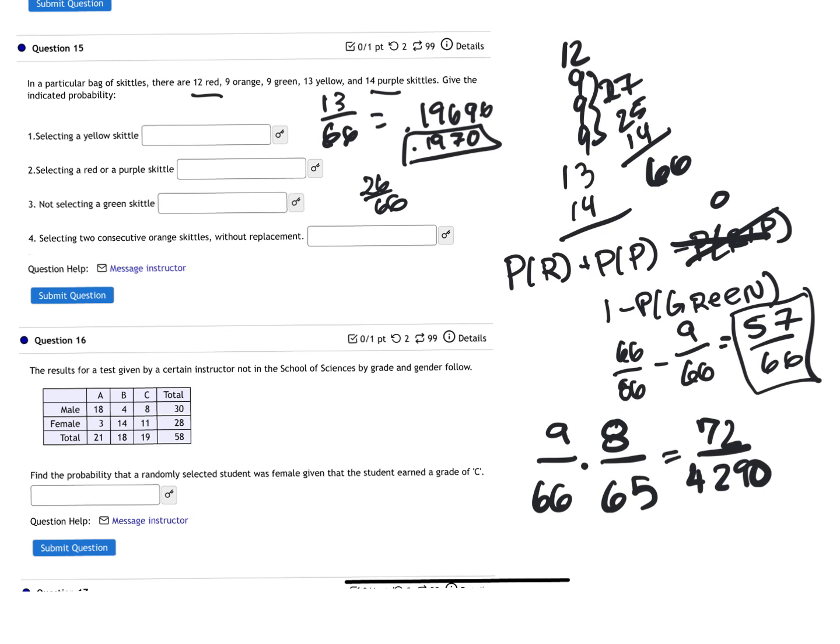Alright, and you can take that and write it as a decimal, or reduce it as a fraction. So, hopefully that helps you all out. Thanks so much.